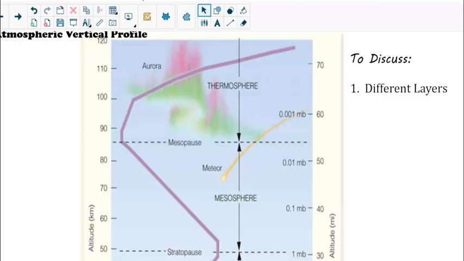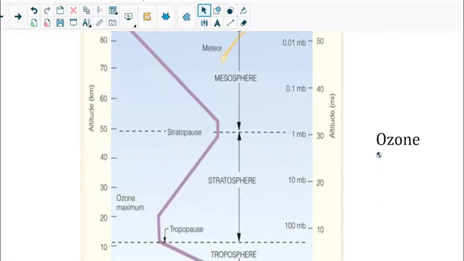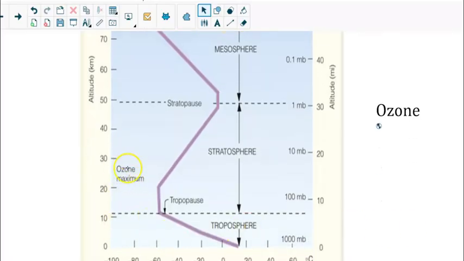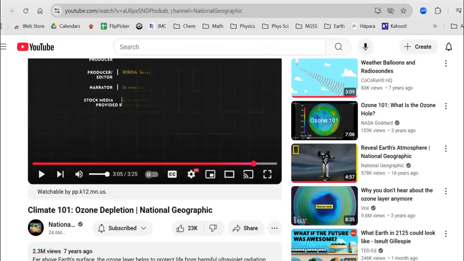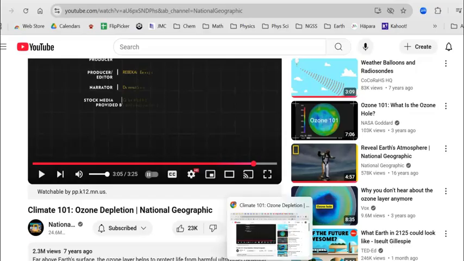Okay, so we discussed the different layers, and we talked about the heat trends in each one. Now we need to talk a little bit more about these layers. So in the stratosphere, there's also this ozone layer. For those of you who are watching the video, I'm going to show this ozone video, but then I want you to go and find it yourself. I'll show you the title of it. 15 to 35. We just watched this Climate 101 about ozone depletion from National Geographic. So go ahead and look at that, because that is also testable information.